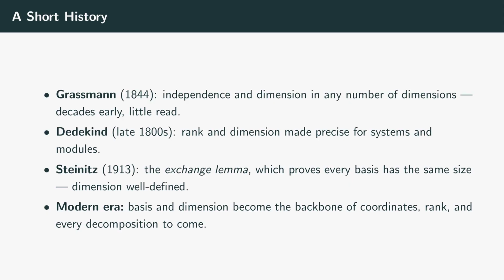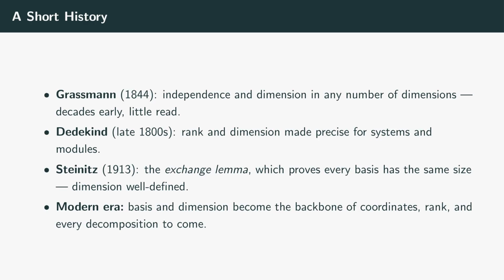A short history. The ideas of independence and dimension, like the vector space itself, trace back to Hermann Grassmann in 1844, who already worked with independent vectors and dimension in arbitrary numbers of dimensions, decades before the rest of mathematics caught up, and largely unread at the time. Toward the end of the 19th century, Richard Dedekind made notions of rank and dimension precise while studying systems of equations and the structures we now call modules.